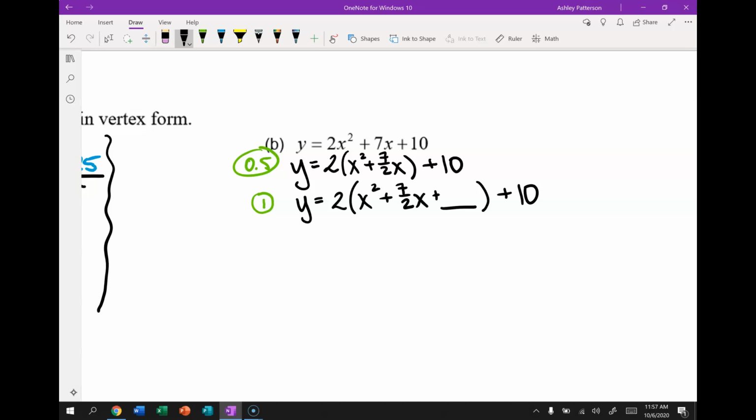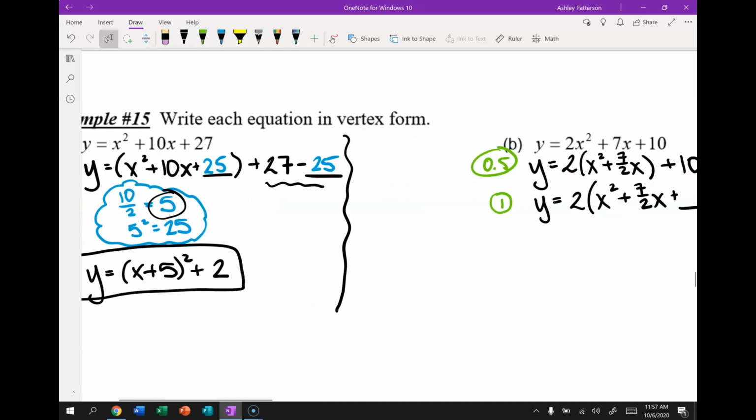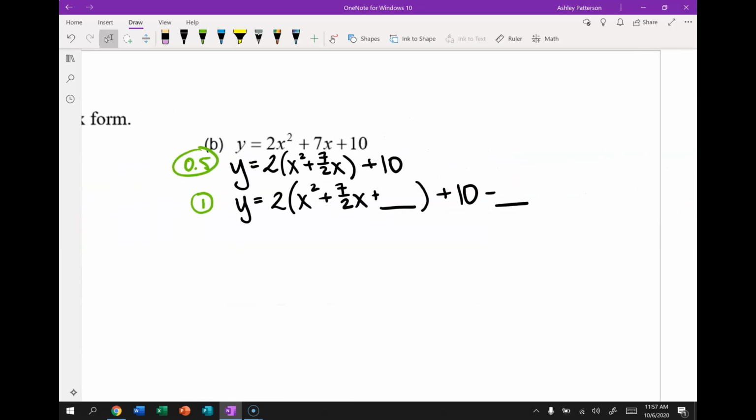We're putting in the lines. Remember, if I add it, I also have to subtract it. And think about it over here. If I add 25 and subtract 25, what am I adding? Yeah, I'm adding 0. So therefore, I don't change the value of my equation. That's how we get away with it.